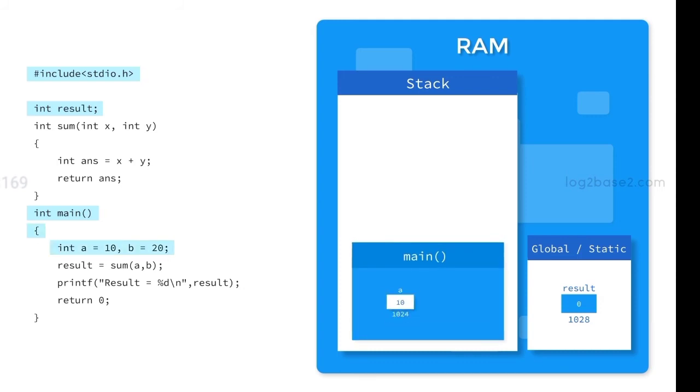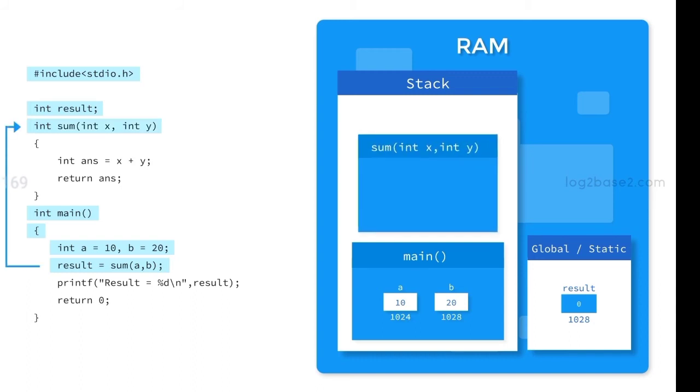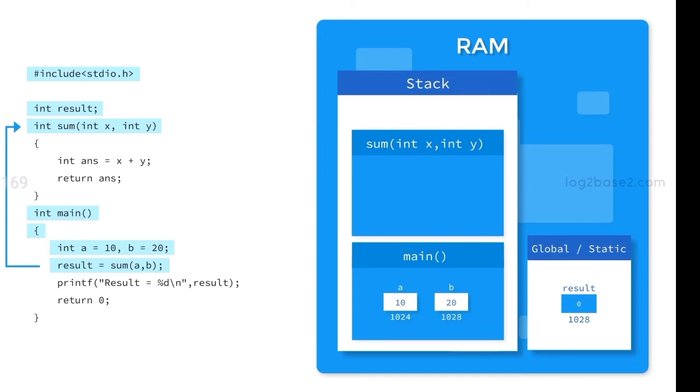And the local variables a equal to 10 and b equal to 20 will be created in the stack section inside the main function. Now we are calling the sum function with arguments a and b. The new function call will be pushed into the stack. The stack operates on last in first out principle, so the main function's execution will be stopped and the lastly inserted sum function will be executed.